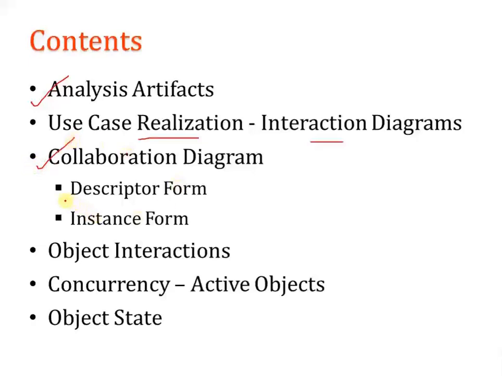There are two representations in it. One is called the descriptor form, and the other one is called the instance form. Followed by that, we'll be discussing object interactions and concurrency, which is used to depict active objects, and finally we'll be concluding with object state.